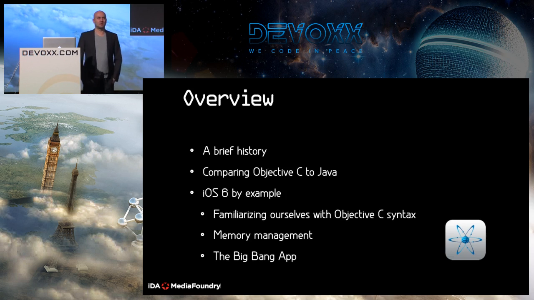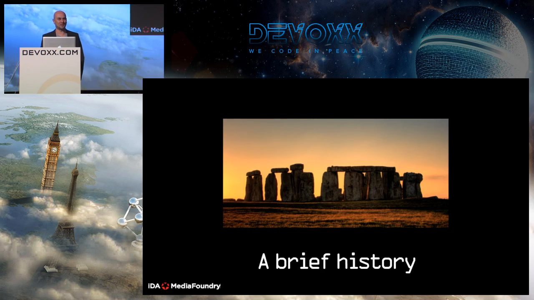So let's first look at where Objective-C comes from, the language we program in when doing iOS. Let's first check a bit of the history of iOS, and then we will compare the two languages, Objective-C and Java. Then we will start doing a lot of demos. I will present an iOS 6 example, we will familiarize ourselves with the Objective-C syntax, talk about memory management, and then make our first app. By the end of this session, we should have a beautiful app. Well, let's hope.